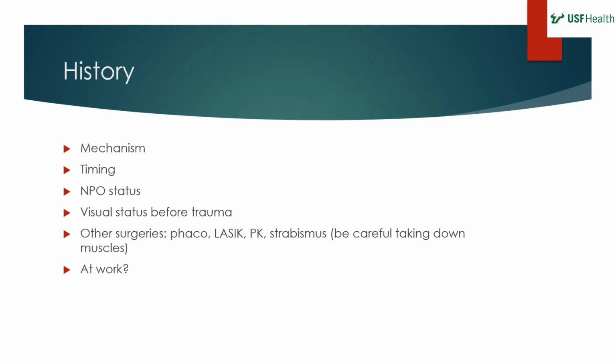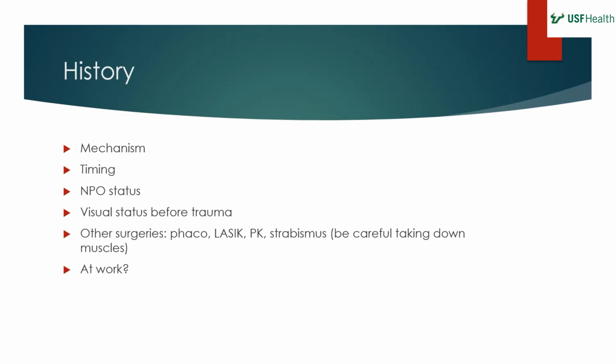Strabismus is also important to know because sometimes you have to take these muscles down to close ruptures, and you want to know if they've already been taken down, because it's possible that a muscle or two has been taken down in the past, and you don't necessarily want to be taking other muscles down and compromise more blood supply to the globe.